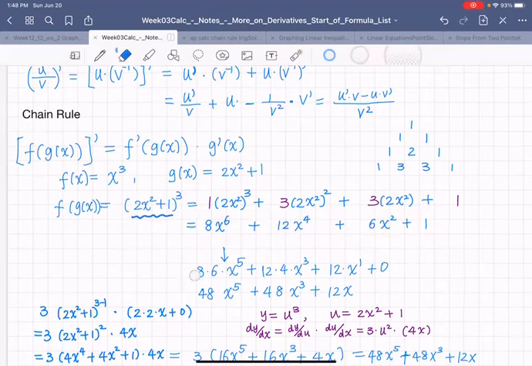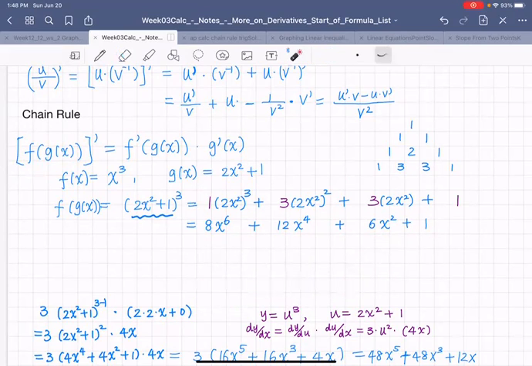Now, Olivia, go ahead. Use the power rule we have learned. Let's do the derivative. Go ahead. This guy's derivative is 48x to the 5th power. Very good. Plus 48x to the 3rd power. Good. Plus 12x. That's it, right? Yeah.